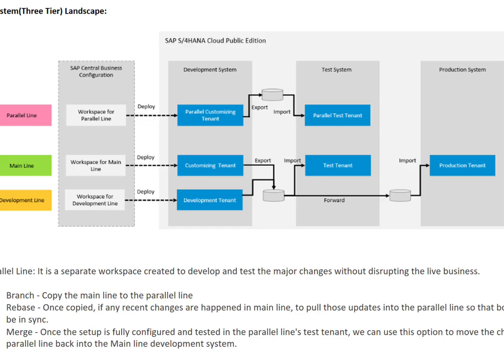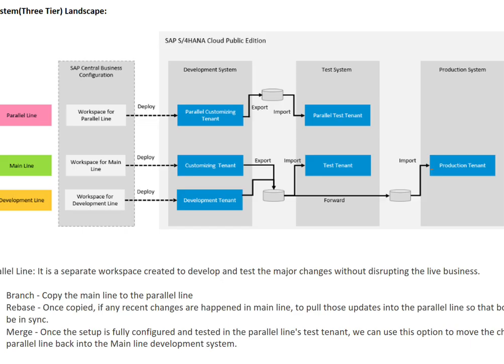Now we'll be getting the doubt, what is this main line? Main line is nothing but a workspace that will be used for the business go live. The main line will be nothing but the customizing tenant, the test tenant, and the production tenant. Any changes that happen in the development system will be deployed from the customizing tenant to the test system and then to the production system. This is the main process.